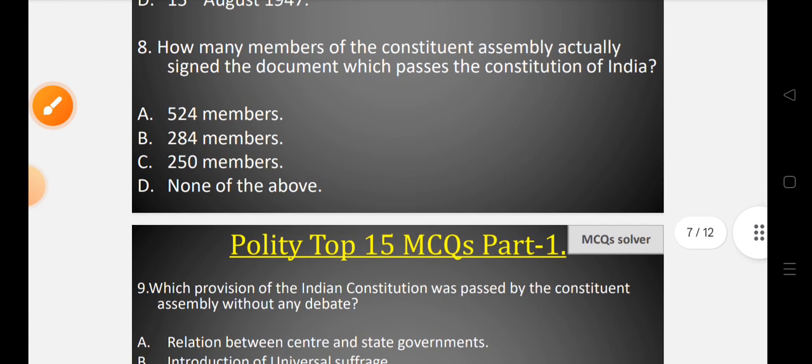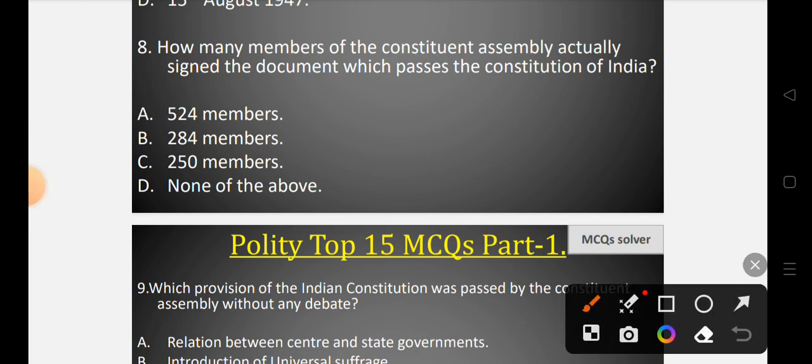Now let's move to question number 8. How many members of the Constituent Assembly actually signed the document which passes the Constitution of India? Let's look into the options. Option A, 524 members. Option B, 284 members. Option C, 250 members. Or option D, none of the above.